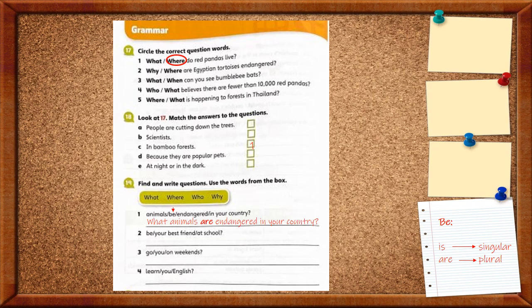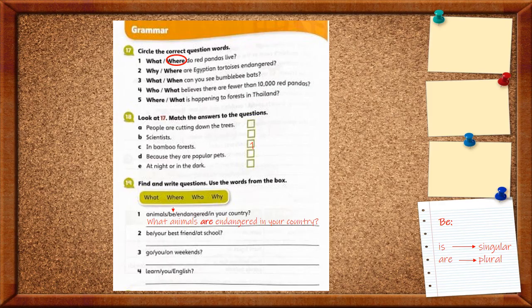Perfect. Now, on page 68, we're going to answer exercise number 17. It says, circle the correct question words. Number 1. What or where do red pandas live? ¿Qué o dónde viven los pandas? ¿Cuál sería la respuesta? What o where? Excellent. Where? Circle it and continue with the rest.